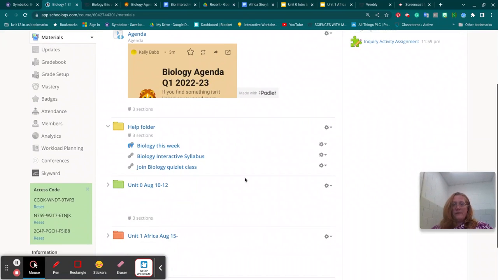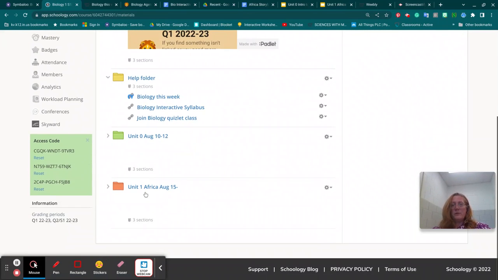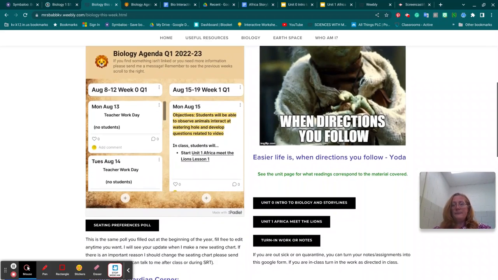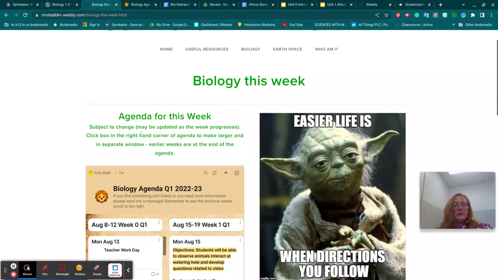Schoology will also have everything else that we're going to be talking about today, and so will biology this week. Okay, so I like to keep it on biology this week as a secondary place because then your parents can also find it, whether or not they can get into Schoology or not. Okay, so we're going to go ahead and move on to the syllabus.